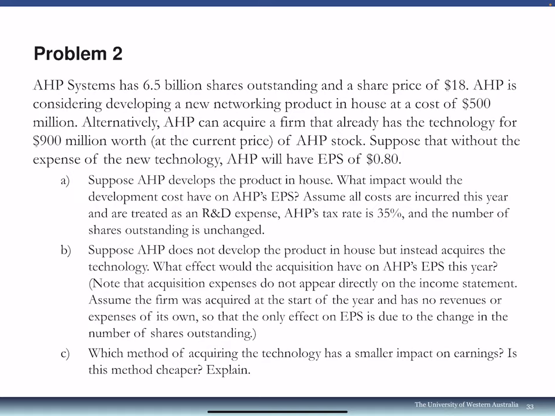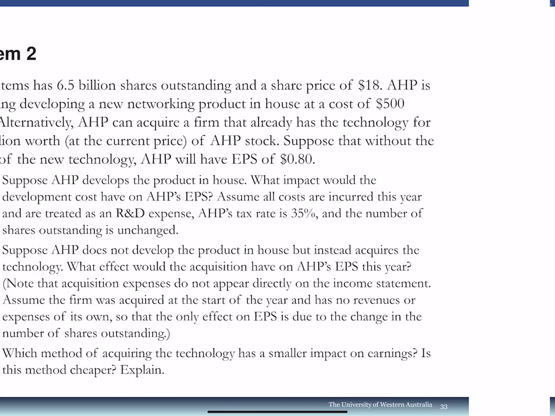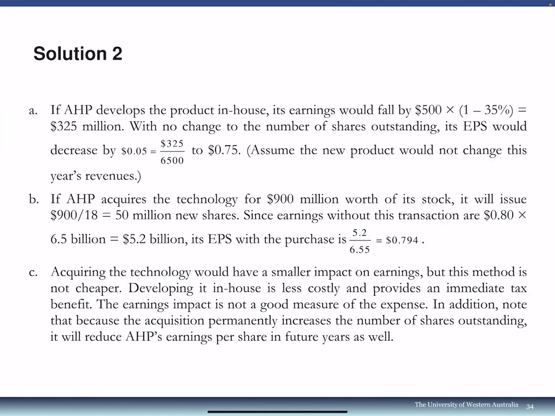Is this method cheaper? Well, comparing, if you understand how we get A and B, you can see that for A, it goes from 0.8 to 0.75. For B, it goes from 0.8 to 0.794. Which means acquiring a technology would have a smaller impact on earnings. But this method is not cheaper.